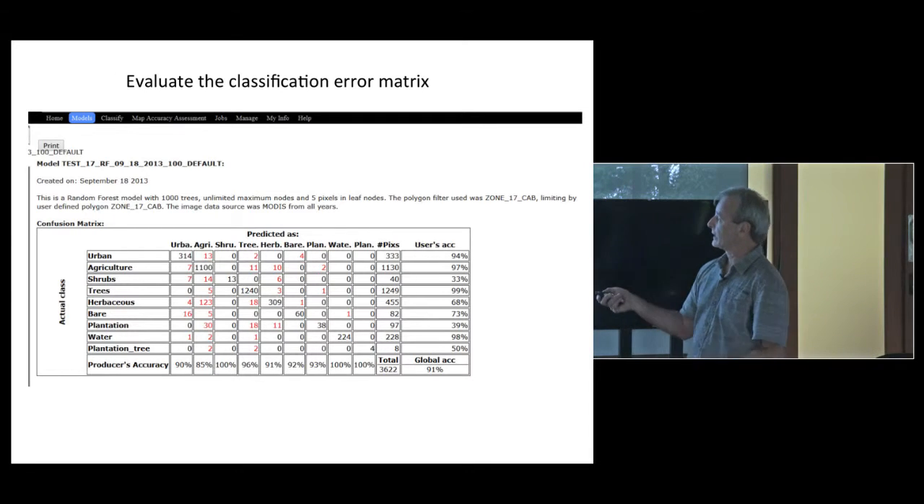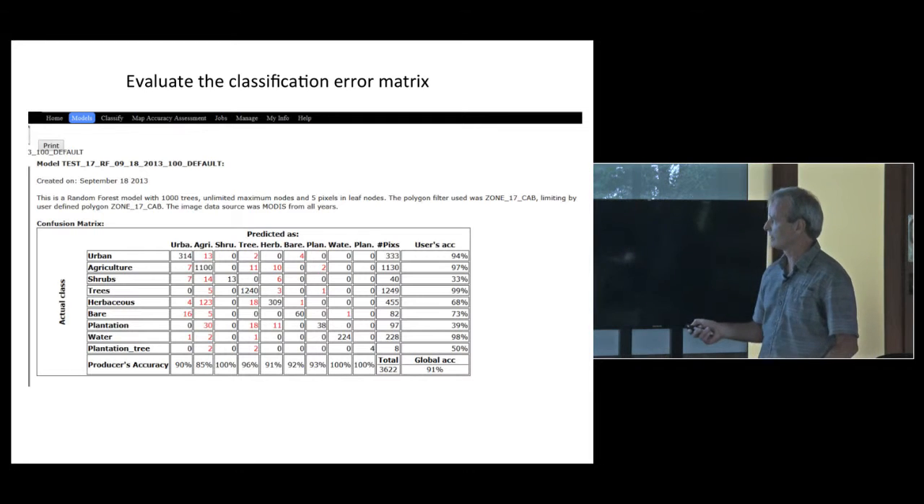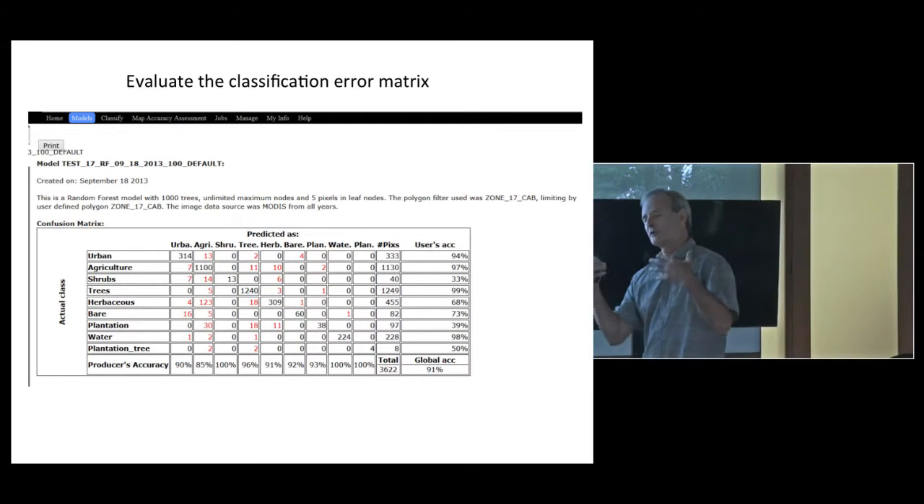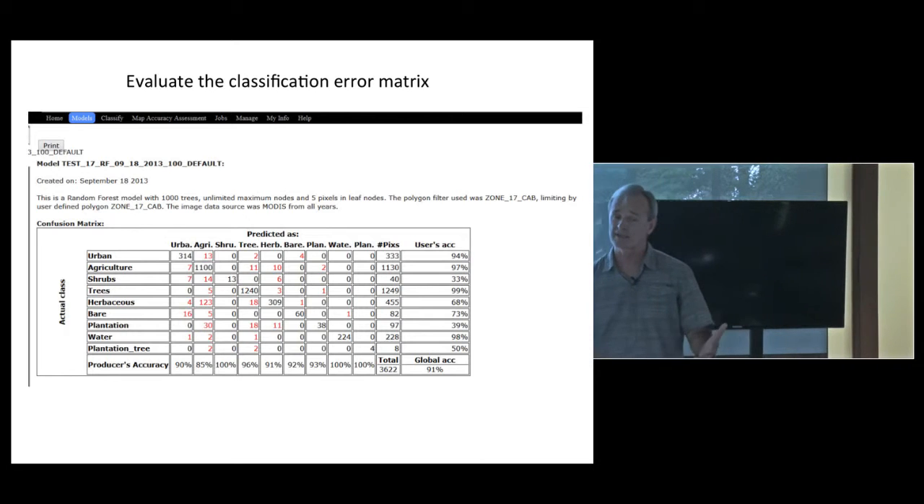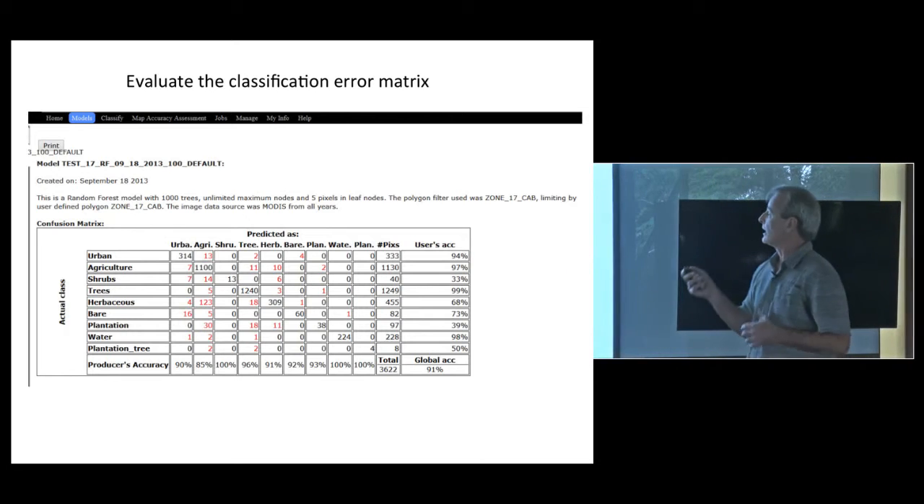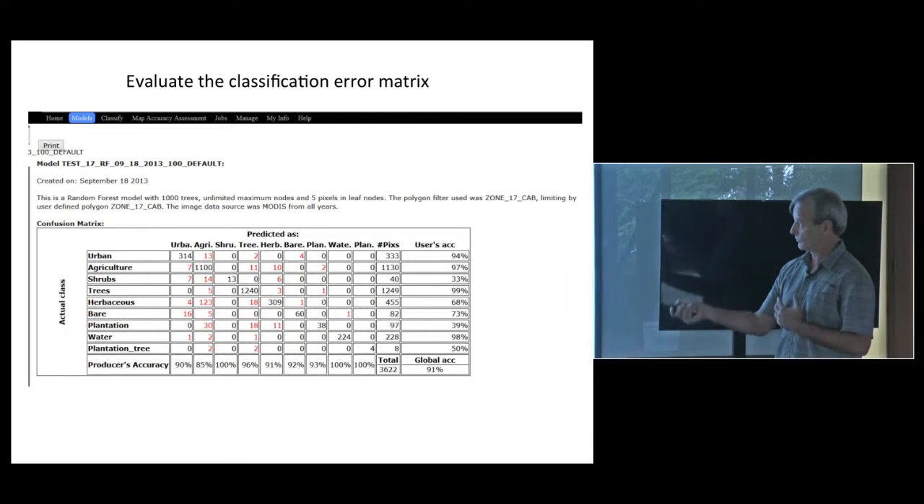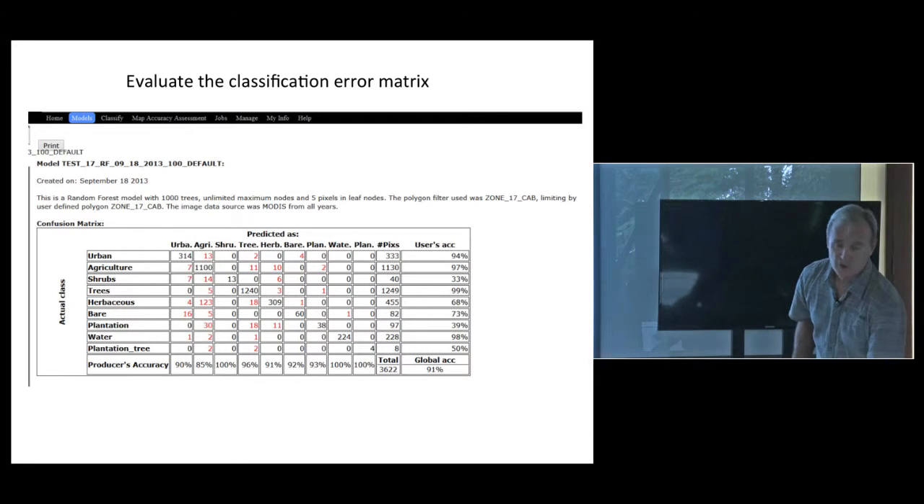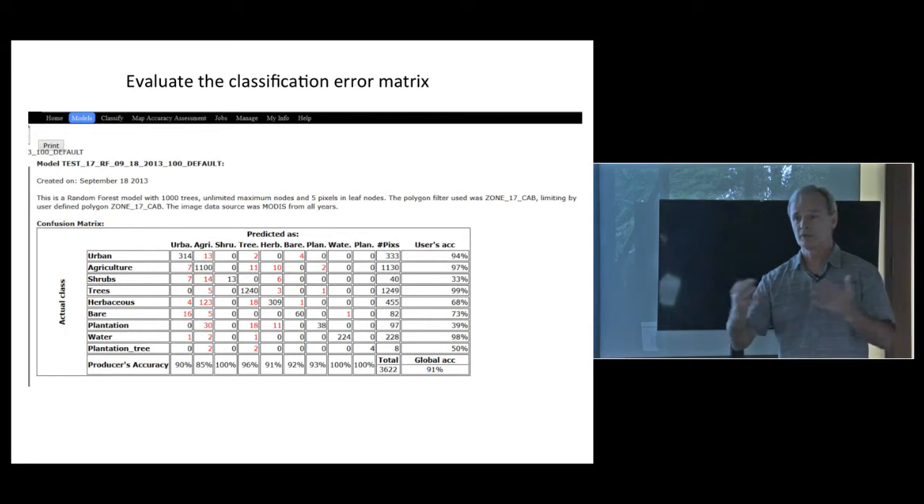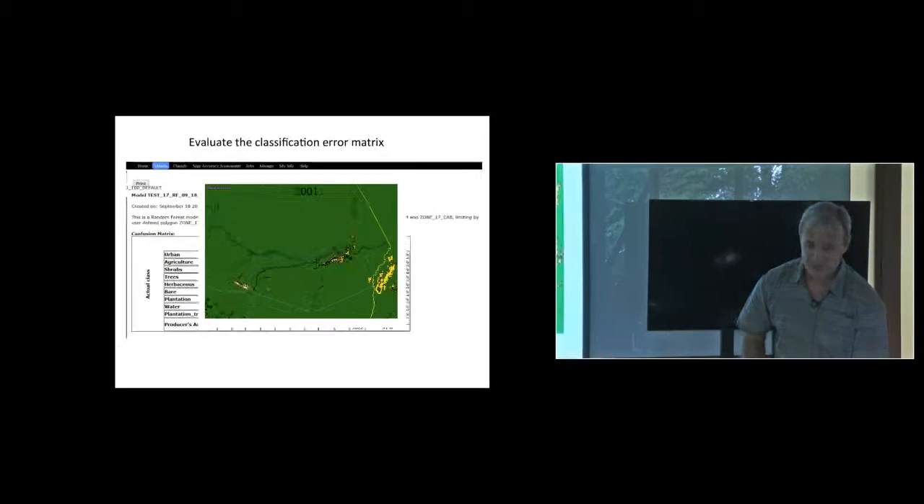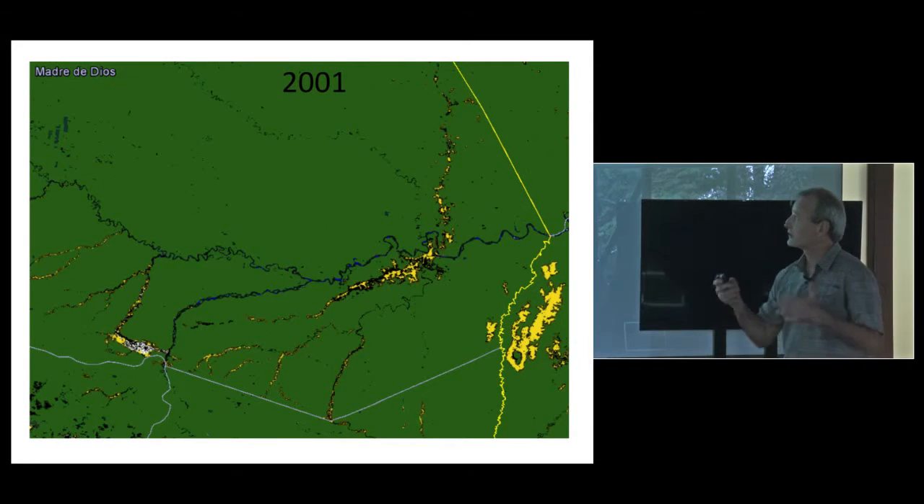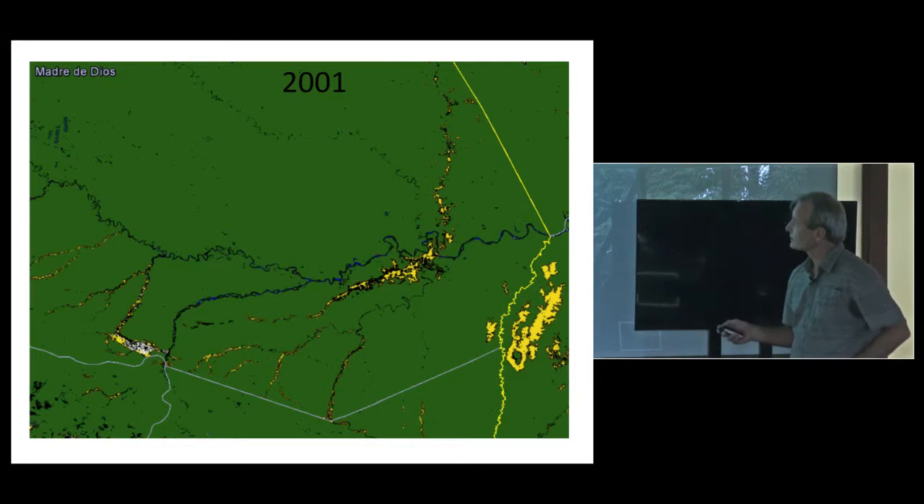Once you've run that, then you get the error matrix. You can evaluate how good it is. You can determine if you need to go back and make more training data to improve this. And then once you're happy with your classification, then you can apply that to anywhere that you would like to use it. Hopefully in the areas where you actually made the training and validation data.